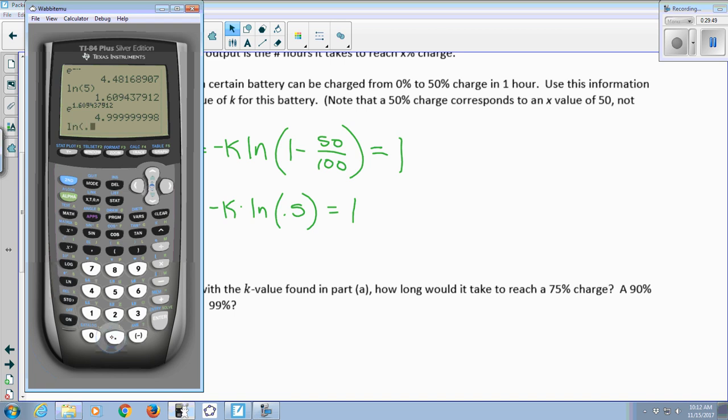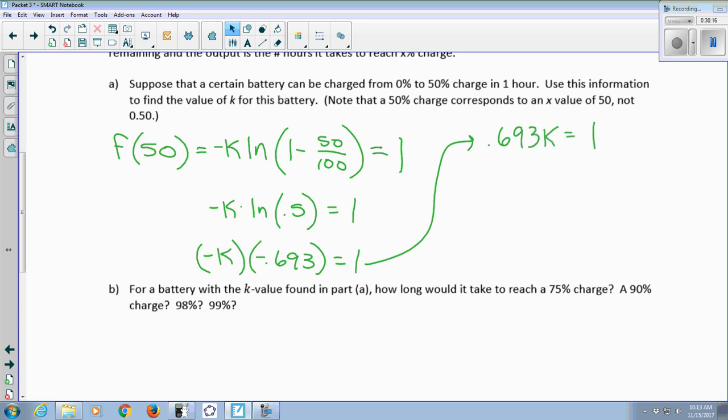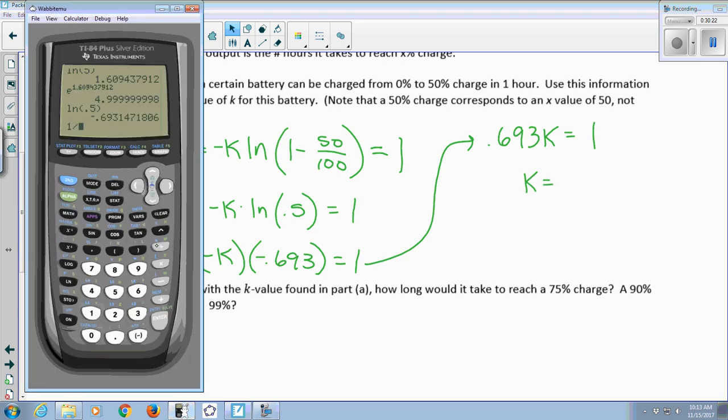So hit the ln of 0.5. That is negative 0.693. We'll just keep 3 decimal places. So I have negative k times negative 0.693 equals 1. So the negatives cancel, and I get 0.693 k equals 1, and then divide both sides by 0.693. So k is going to be 1 over 0.693. And I get 1.443.